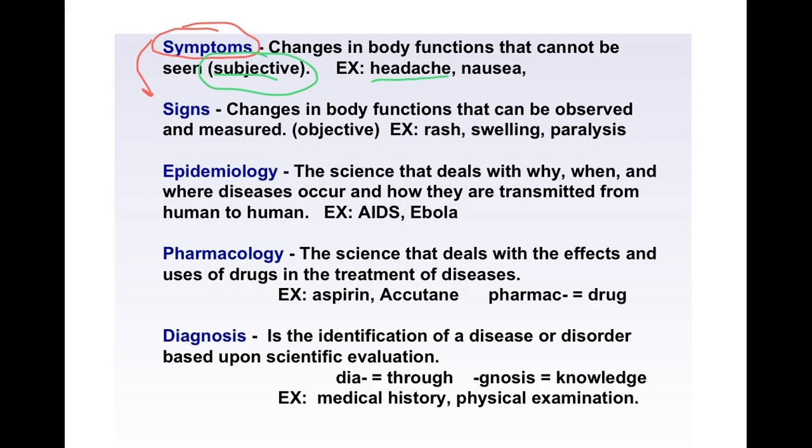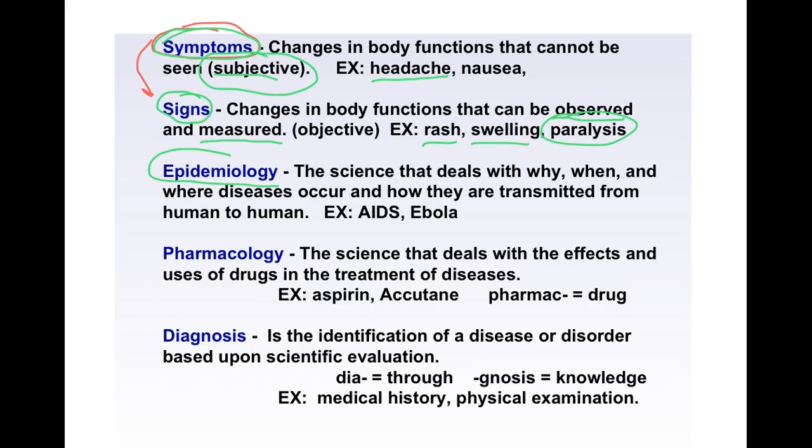On the other hand, signs are changes in the body that are observable and measurable. So if you have a rash, unless you painted it on yourself, you can see that. Swelling, if you break your ankle, paralysis, if you have a fever, those are things that can be measured and detected. Whereas with symptoms, you basically just have to listen to the patient's description of what they are feeling.